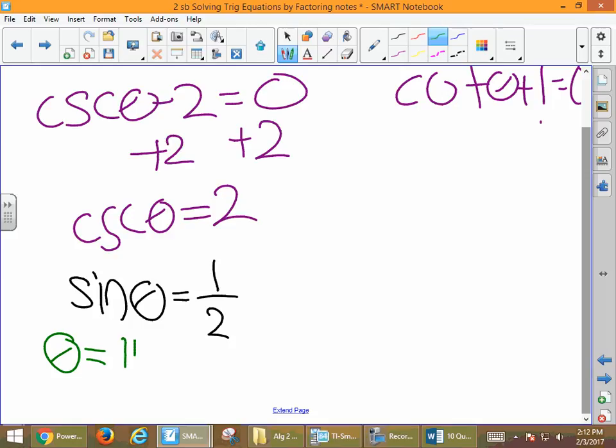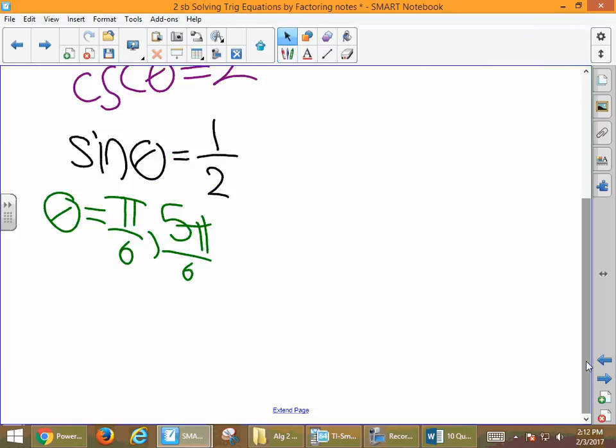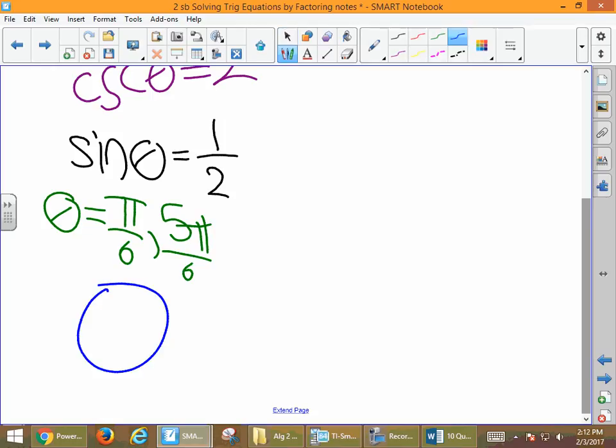And so when is sine 1/2? Pi over 6 and then 5 pi over 6, which is the same we had last time. And so on our unit circle, we saw last time that we had pi over 6 here, 5 pi over 6 here, and they did not create a diameter. So we're going to take the smaller angle and add pi k.